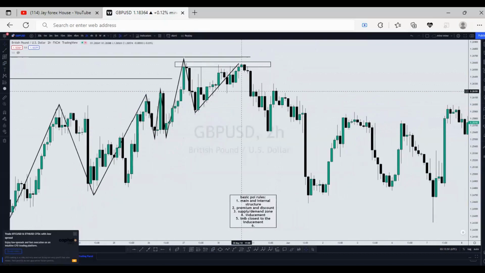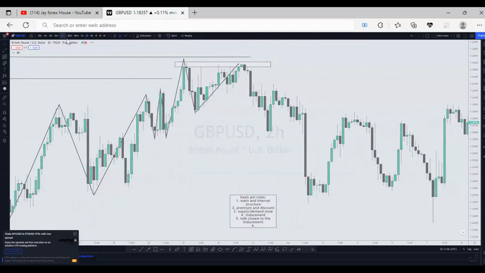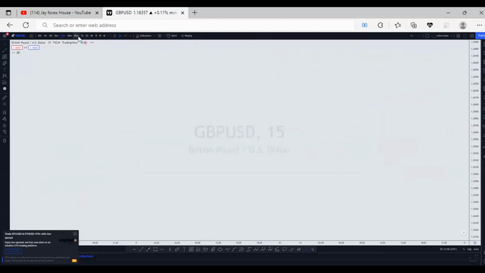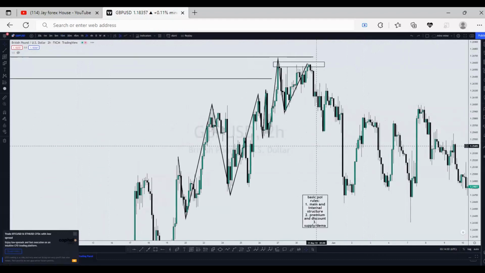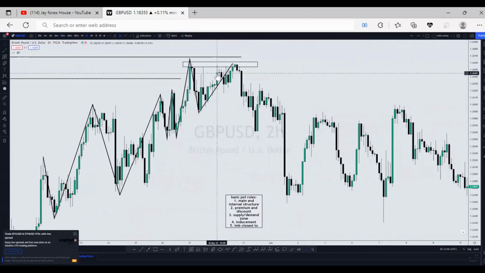A lot of us might be looking for entries around here. On the lower time frame, let's say the 15-minute time frame, let me explain it easily before I go down to the lower time frame. I'll show you how I do the refining, if I was looking for an entry over there, how it would look. So this is the main structure, right? Where is the internal structure of this?